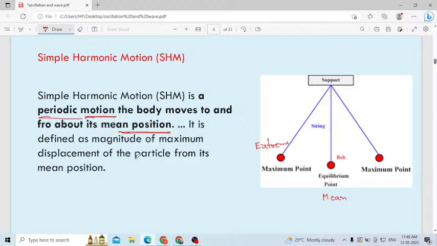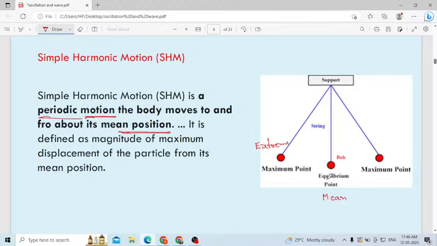Next one, it is defined as the magnitude of maximum displacement of the particle from its mean position. Here, this pendulum, when it starts oscillating, will reach the maximum point. Then it will come back to the mean position. Again it will move to the other maximum point. Again it will come back to the mean position, otherwise the equilibrium point. Simple harmonic motion is a periodic motion. The body moves to and fro about its mean position. That is the proper definition of simple harmonic motion.